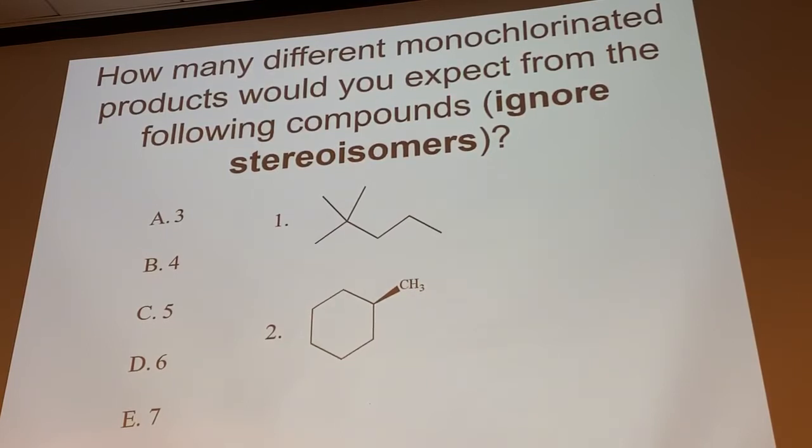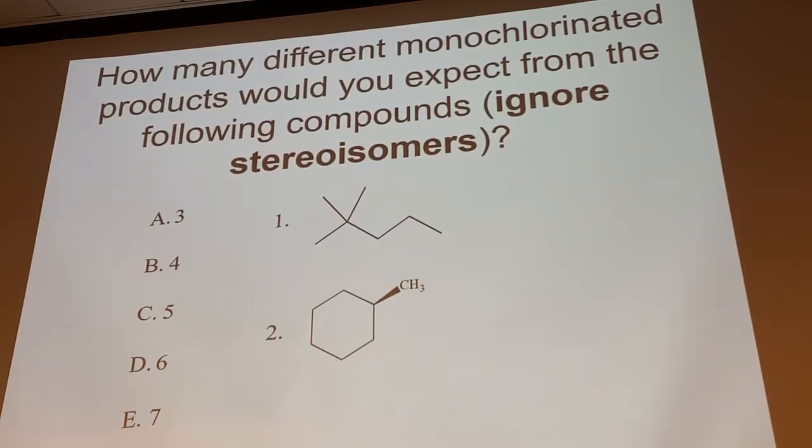Compound number 2, we have symmetry. We have a plane of symmetry that goes diagonal from right to left. And so that means we have our methyl group, that's 1. Our methine, or CH, that's 2. These carbons are equivalent, that's 3, 4, and 5. So the answer would be C.